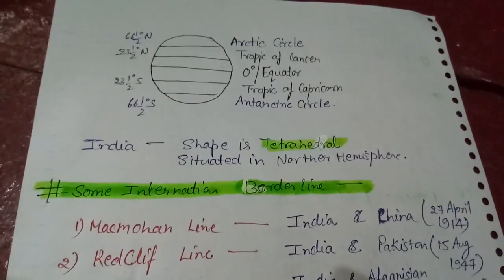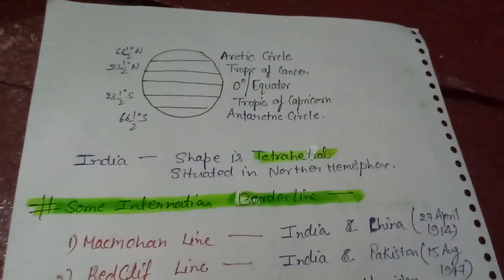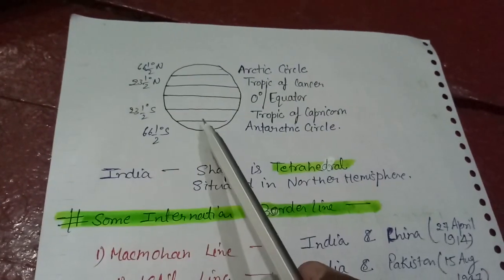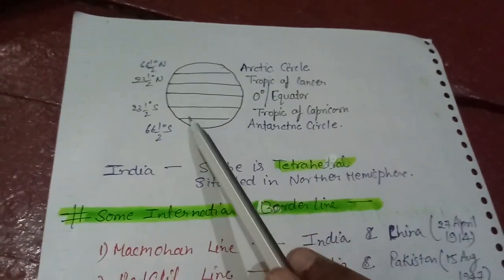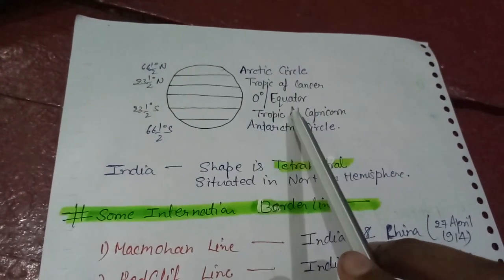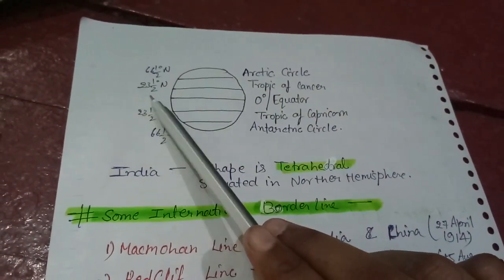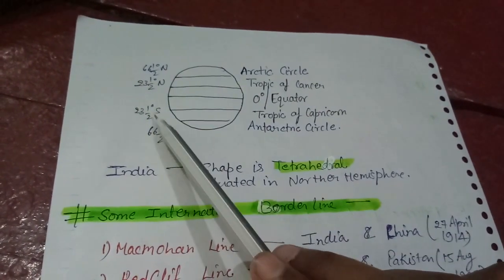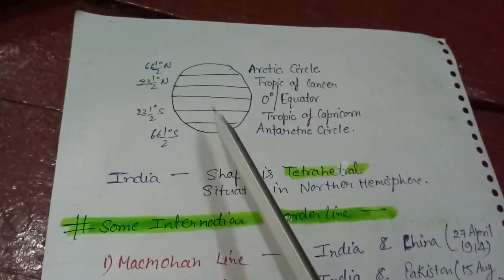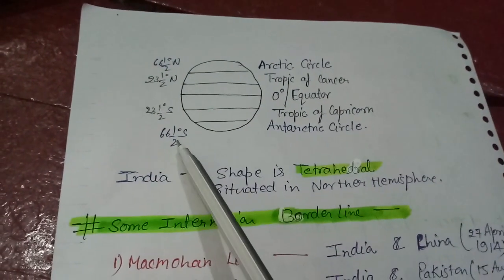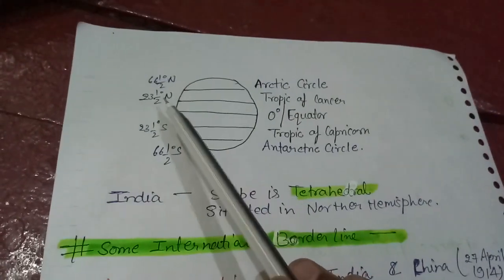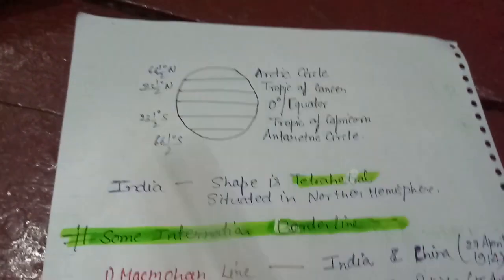It's time for other important facts. If you think of this as Earth, there are 5 most important lines. First one, 0 degree line or equator. Second, 23 degree 1 by 2 north, 23 degree 1 by 2 south, Tropic of Cancer, Tropic of Capricorn. Next line, 66 degree 1 by 2 south, Antarctic Circle, 66 degree 1 by 2 north, Arctic Circle.